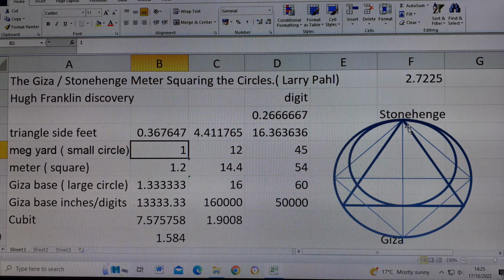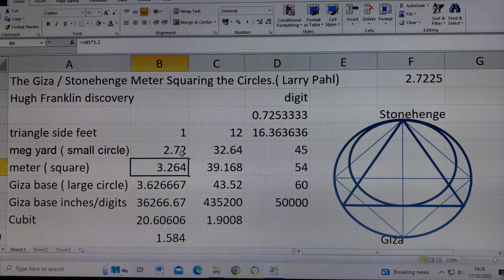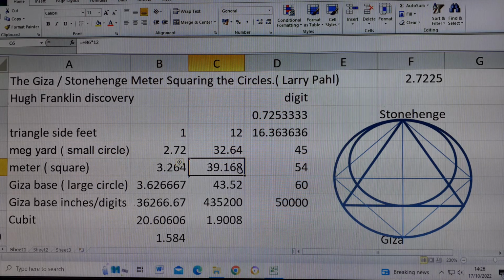And what it tells us is we can work out the length of the metre at Stonehenge. And we can do that by putting 2.72 feet in that square. And what we can use this metre, which is here, 39.168 inches, 3.264 feet, which tells us that when we've got 32.64 inches in the megalithic yard, we've got 3.264 feet in the metre.